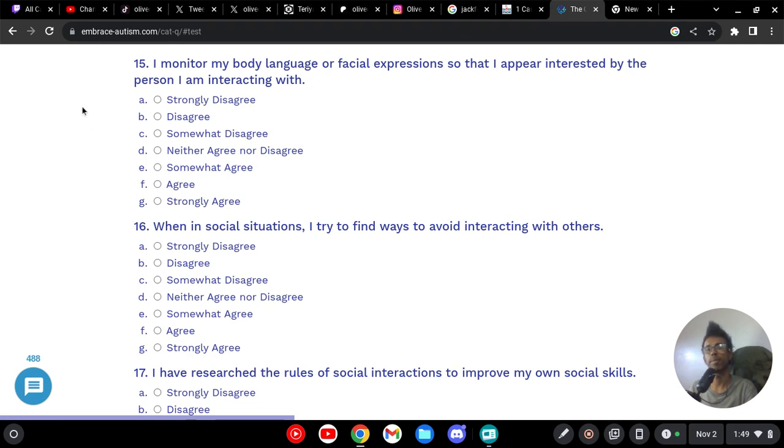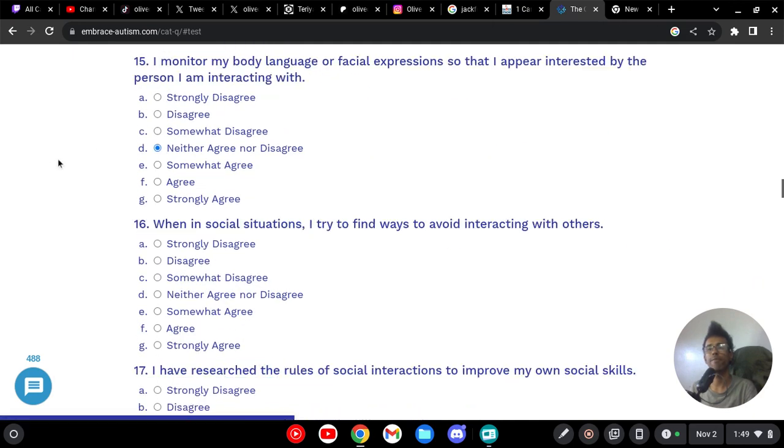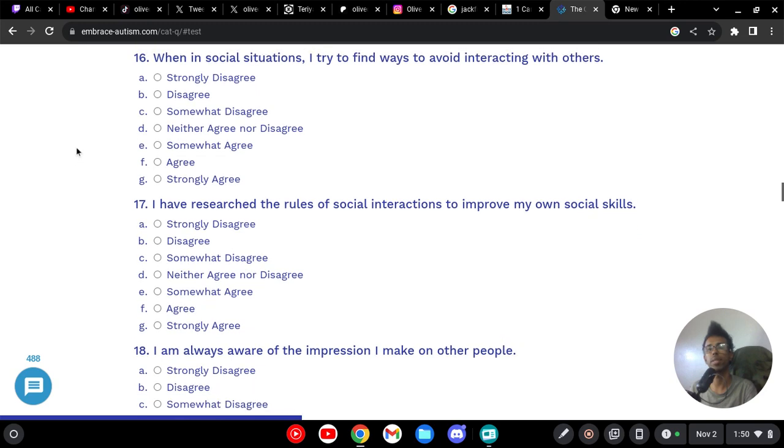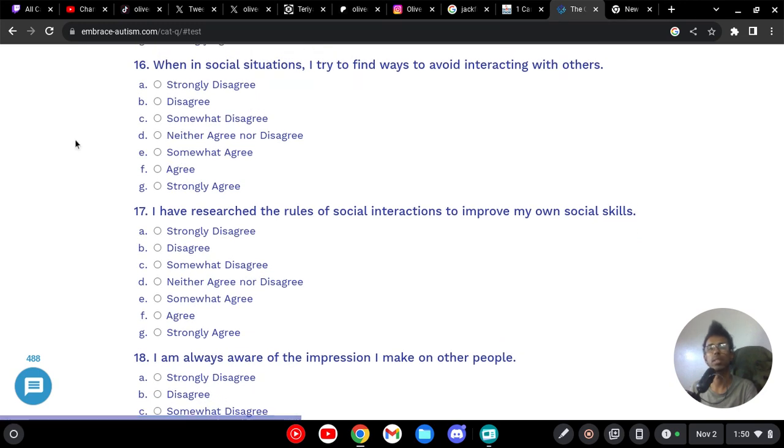15. I monitor my body language and facial expressions so that I appear interested by the person I am interacting with. I'd say agree or disagree. It's like something I feel like I could be doing, right? But I don't really choose to do it. I know I could do it, but I don't. Does that make sense? I have the capability to do it, and I think about it, but I don't initiate it. It's like thinking about driving a car versus driving it. You can think about driving a car all day, but until you get behind the wheel, nothing's happened, right?